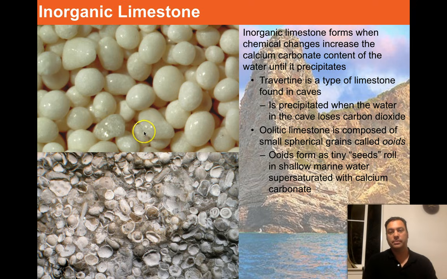Oolitic limestone is composed of small spheroidal grains called ooids. And ooids form as tiny seeds, roll in shallow marine water, supersaturated with calcium carbonate. So these are not shells. These might have originally just been a little sand grain right here in the middle, and it's just moving back and forth inside of the currents. And as it's moving around and rolling around in the currents, say maybe down here we can assume this is an ocean, the water sloshing back and forth, it's rolling these things around, and as they roll around, they acquire a crust of calcium carbonate, and then a new crust goes on top of that.